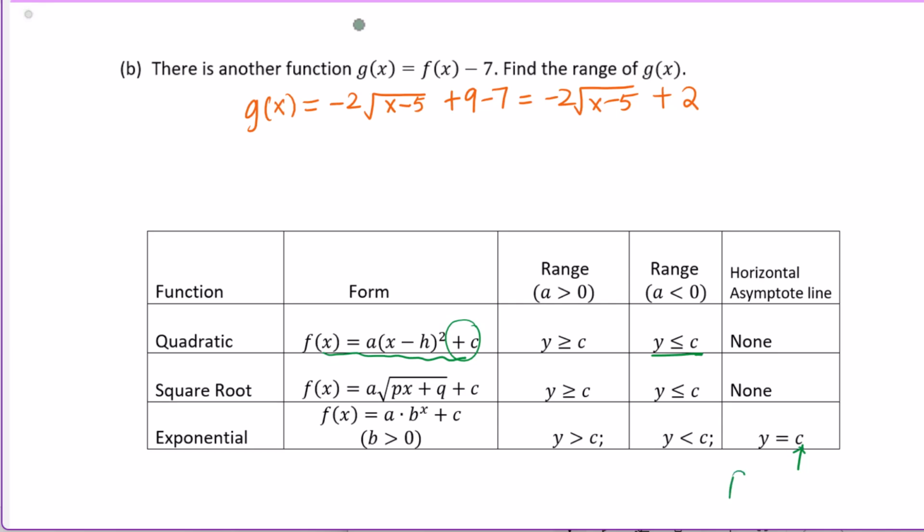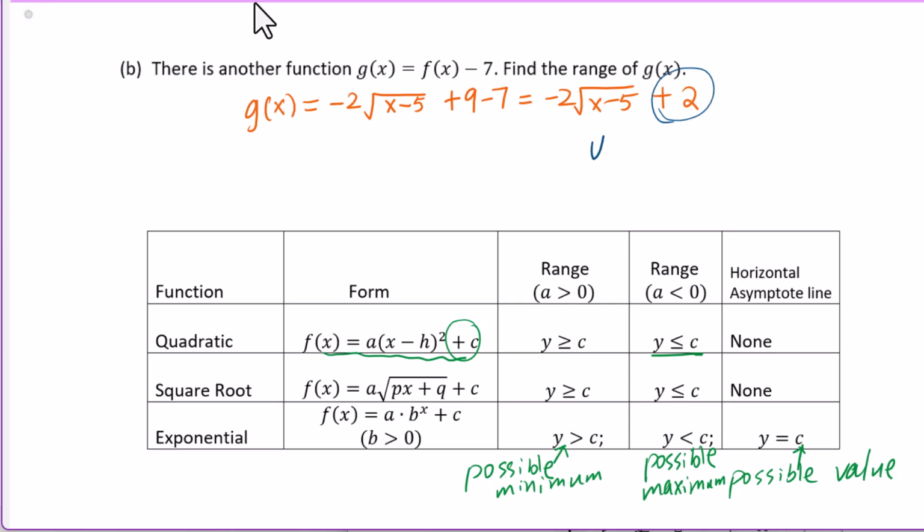So we call this a possible value. When y is greater than c, this is a possible minimum value. For y less than c, this is a possible maximum value. For g of x, the constant number is 2, so y is either greater than or equal to 2 or less than or equal to 2. Since this coefficient is negative, we get y less than or equal to 2.